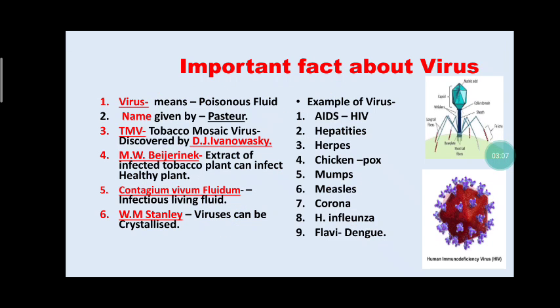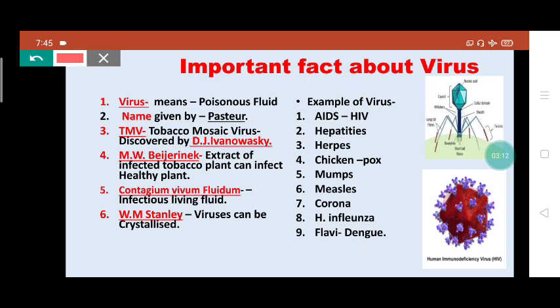Okay, move on to the next slide: important facts about viruses. First of all, we must know what diseases are caused by viruses. HIV, the human immunodeficiency virus, causes the disease AIDS. Hepatitis basically infects, or we can say damages, the liver cells, the hepatocytes. That's why it is called hepatitis, and it is also caused by viruses. It has types, hepatitis A, B and C, because they are caused by different viruses.